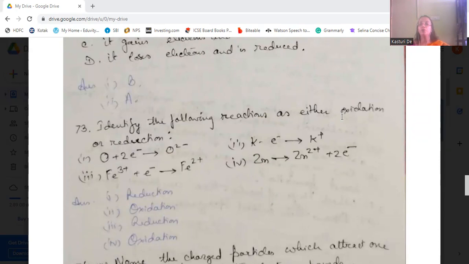Now, second is K minus e gives K plus. That means it is losing one electron. So as potassium is losing one electron, it will be oxidation. Now the third is Fe3 plus and e minus, then Fe2 plus will be formed. So therefore, what happens? It is gaining one electron.